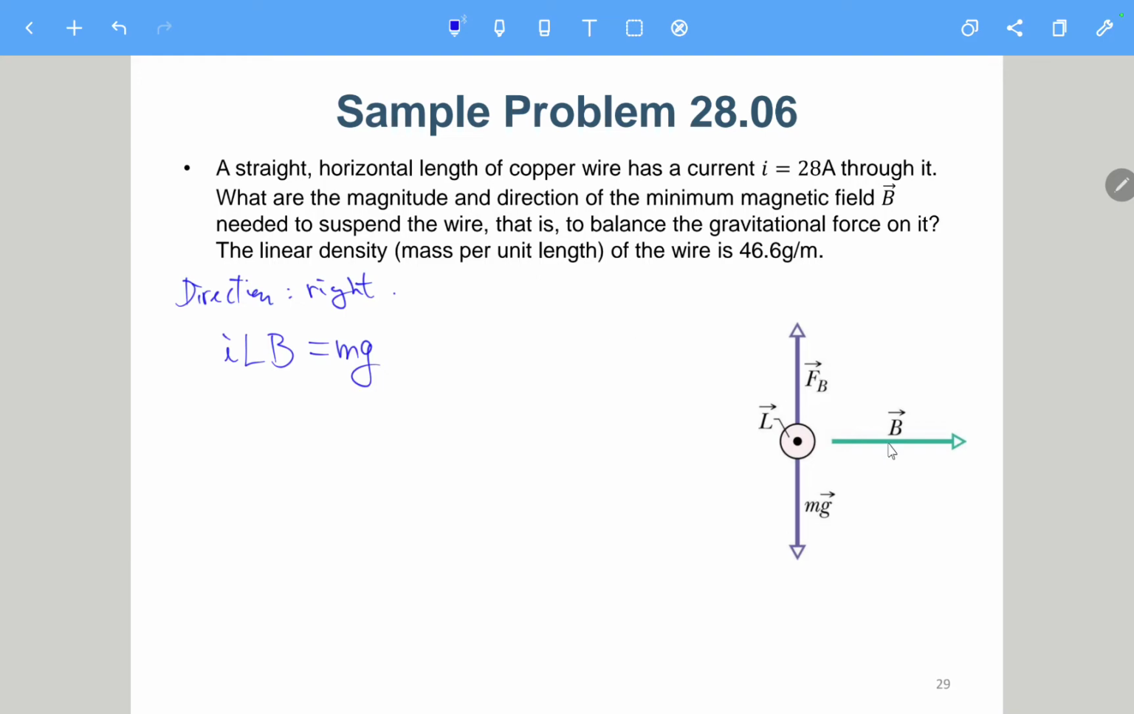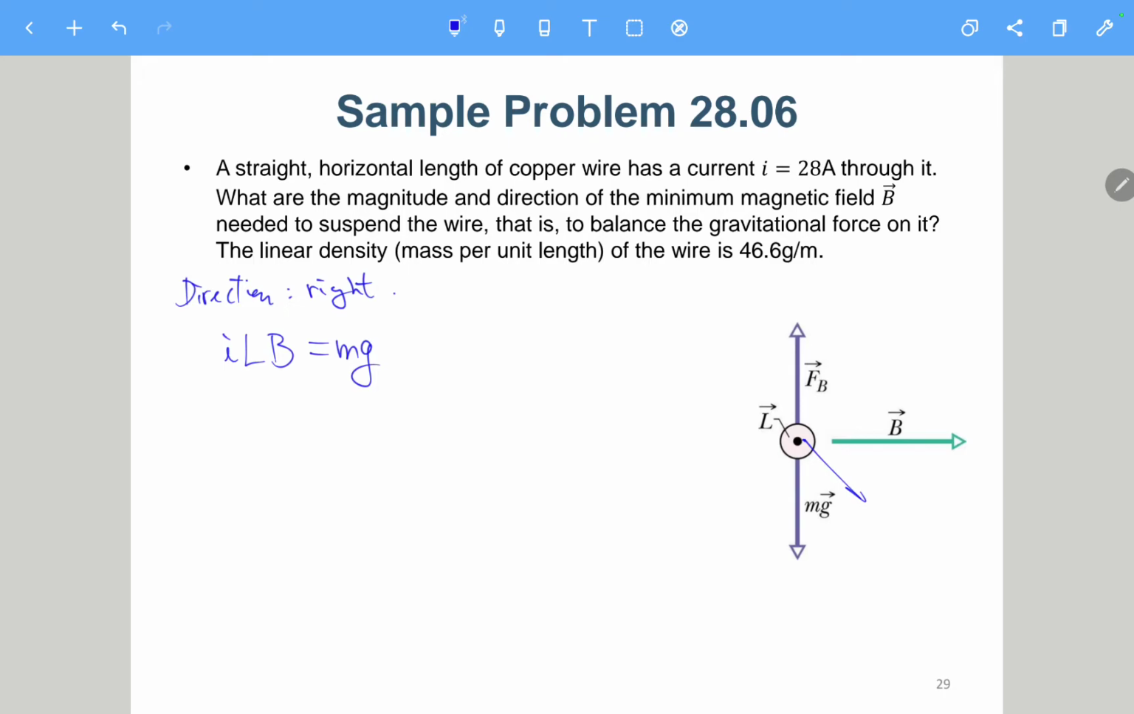Actually, it can be not so. The B does not necessarily need to point to the right side. If it does not point to the right side, for example, it points somehow like this. Maybe I just zoom in here. If B is pointing somehow like this with an angle with the plane, you see it can still generate the force pointing upward. But here it asks you for the minimum magnitude.